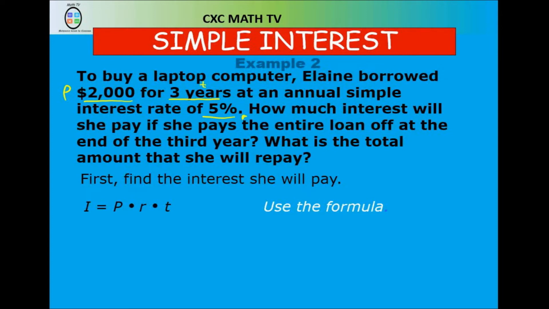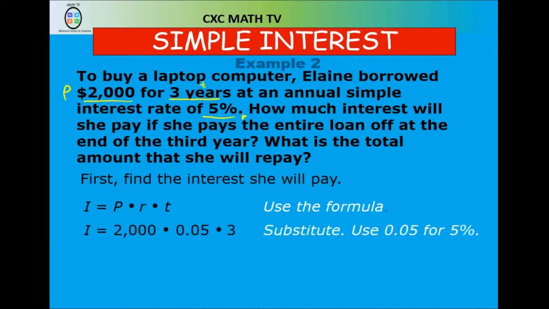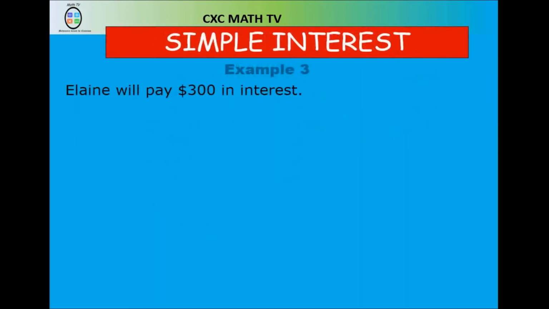So now we write down the formula. Interest is principal times rate times time, that's the simple interest formula. Then we input the principal value 2,000 times the rate, 5% being 0.05, times the time being 3. You put all of that into your calculator and you're going to get 300. So that means that Elaine will pay $300 in interest.